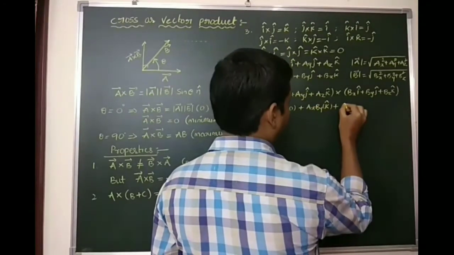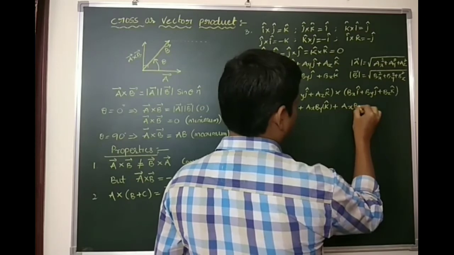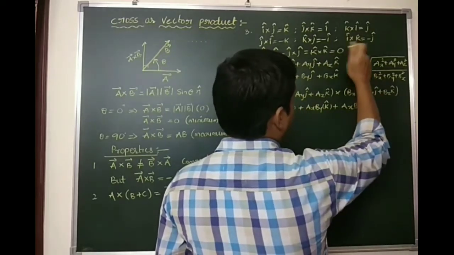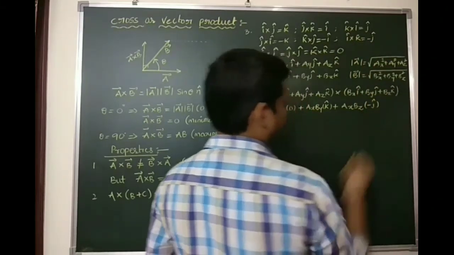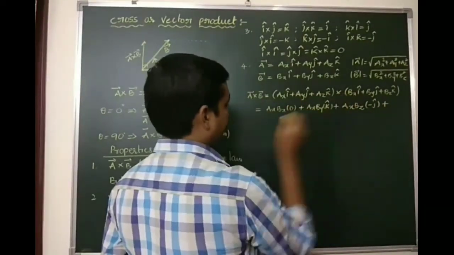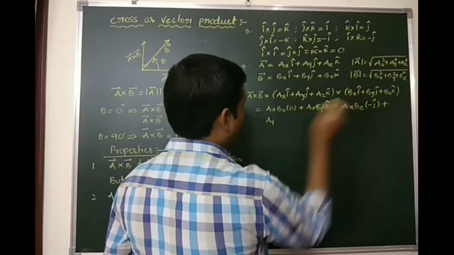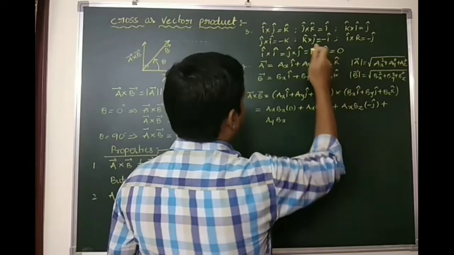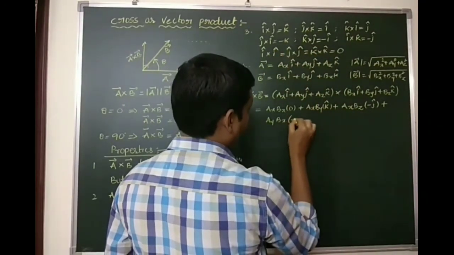Next, third term Ax Bz, i cross k gives minus j. First term completed, plus second term Ay Bx, j cross i. What is j cross i? J cross i is giving you minus k.